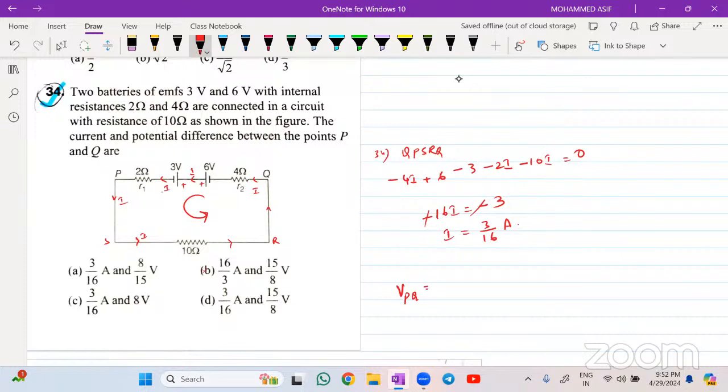How much will it be, beta? V is equal to I into R. P will be equal to S and Q will be equal to R. So current is 3 by 16 into resistance is equal to 10. So this value will be equal to 15 divided by 8. B. Done.